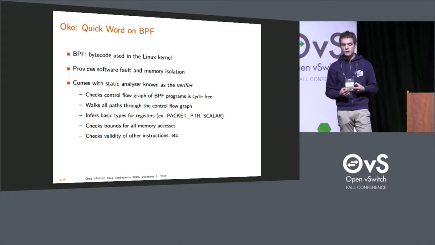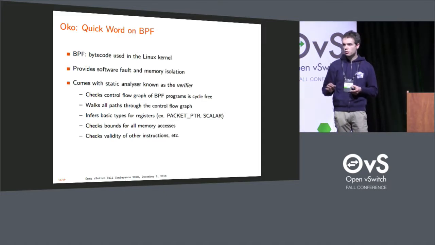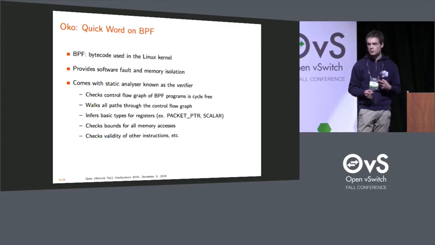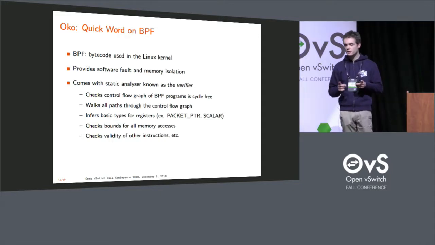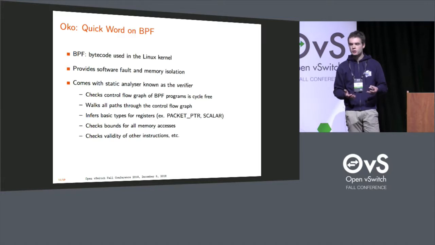In order to check the memory accesses, it's going to infer the basic types for your registers. So for instance, if it's going over a given path, it might determine that register 0 points to the packet, and register 1 points to the stack. Those are two different types that you could have for your registers. Then using those types, it's going to verify every access to memory using the boundaries, for instance, of the packet. So it's going to check that the packet is at least as big as you need it to be for that memory access. And then, of course, it does a number of other verifications on instructions.